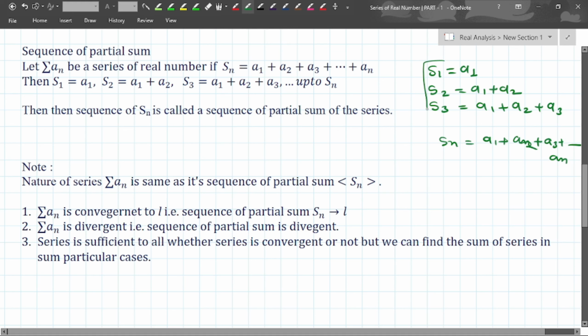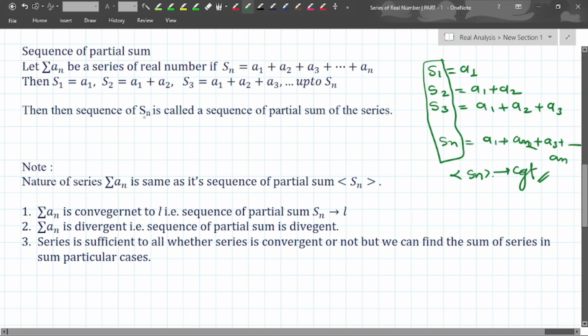Now I have these terms, so I will make the sequence Sn, the sequence of partial sums. If this sequence converges, then I will say my series converges. This is one of the important observations from here.